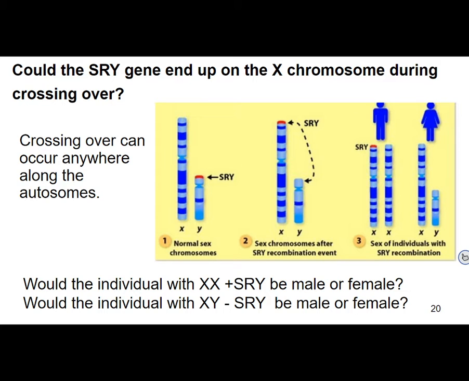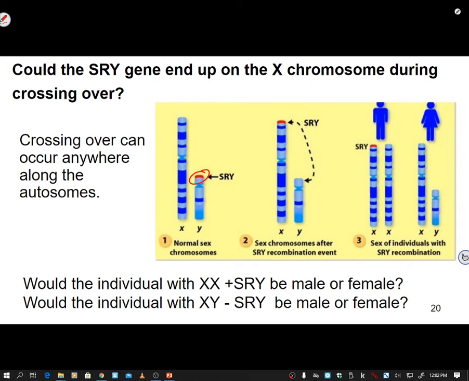All right, so could the SRY gene end up on the X chromosome during crossing over? It says crossing over can occur anywhere along the autosomes. So look at this right here. What if in a sperm, when you're going through meiosis to make sperm, this right here gets crossed over to the X chromosome? Now dad gives this X chromosome, it's going to be a daughter, but the daughter has this gene. Look at this. XX, it looks female, but it has this gene that is going to produce testes instead of ovaries.